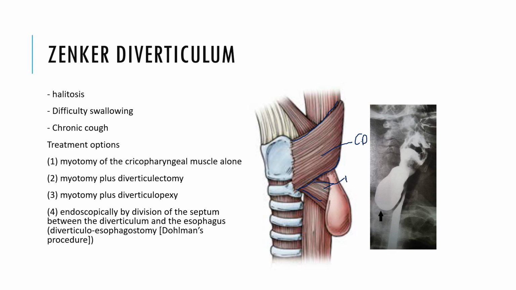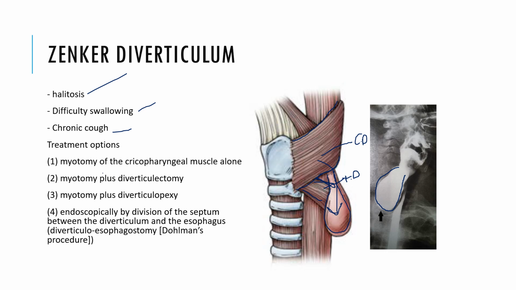In between that, the esophagus can get herniated through this defect here, which is called Zenker's diverticulum. Now what happens is the food content can get accumulated here. That can lead to bad breath, which is called halitosis. There can be difficulty swallowing. There can be chronic cough. In barium swallow, you can get a picture of Zenker's diverticulum.